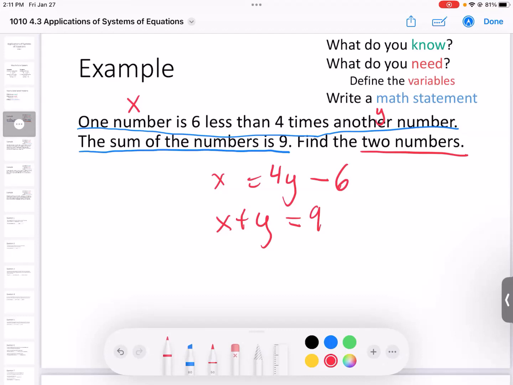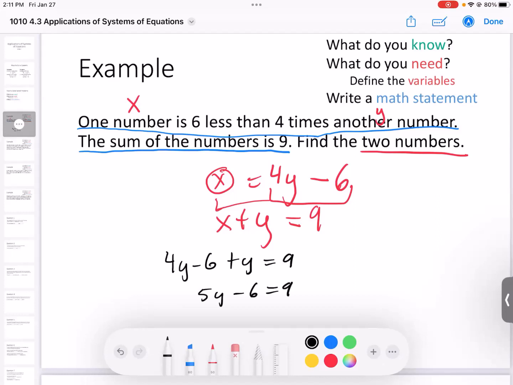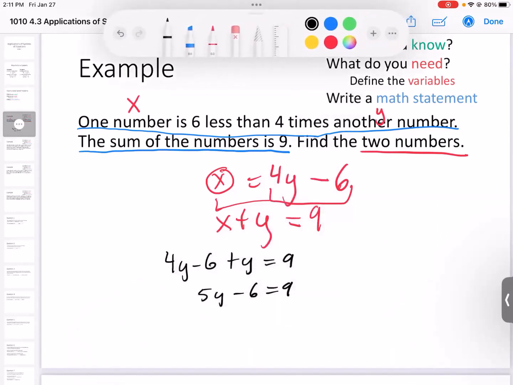And now we have two equations. And based on these two equations, do you guys think it'd be easier to do substitution or elimination? Substitution probably, because the x is already by itself. So you could substitute this in for x. And so you would say, okay, well, when I do that, I get 4y minus 6 plus y equals 9. Now I only have y's in the equation. I can add them together. I get 5y minus 6 equals 9. And add 6 to both sides, I get 5y equals 15, which tells me y equals 3.